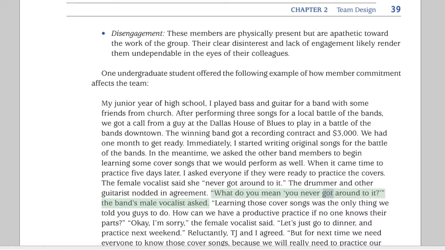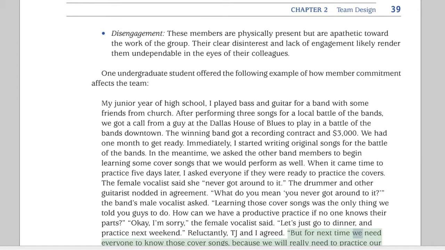"What do you mean you never got around to it?" the band's male vocalist asked. "Learning those cover songs was the only thing we told you guys to do. How can we have a productive practice if no one knows their parts?" "Okay, I'm sorry," the female vocalist said. "Let's just go to dinner and practice next weekend." Reluctantly, TJ and I agreed.